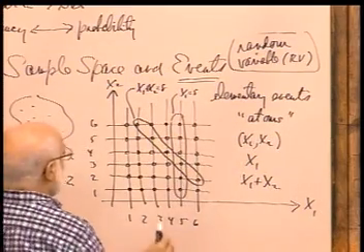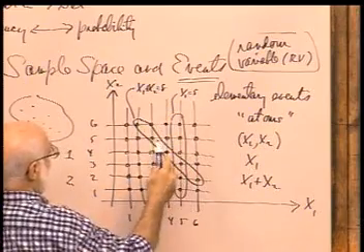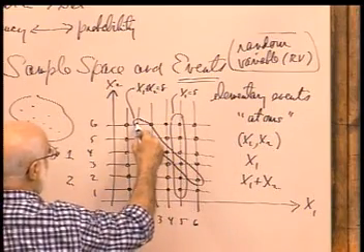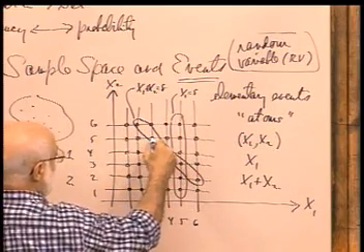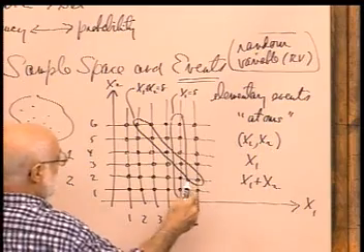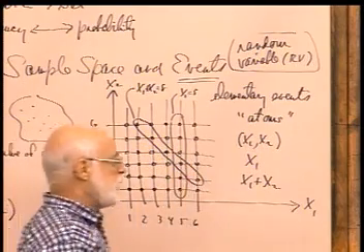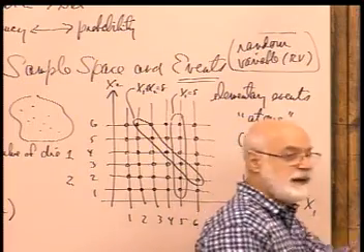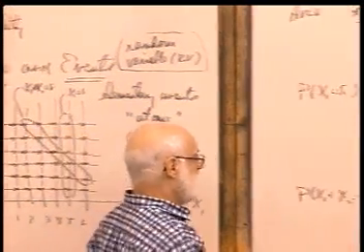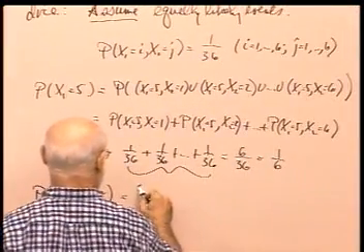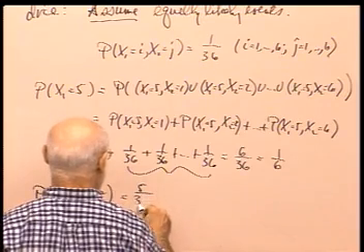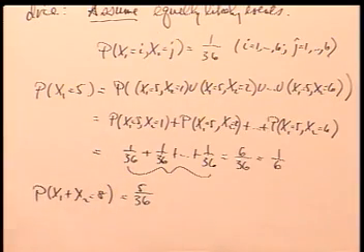So I could calculate this probability by saying, well, it's the probability of 2, 6 plus the probability of 3, 5, and so forth. Or I could simply count 1, 2, 3, 4, 5. So there are 5 points in the event x1 plus x2 is equal to 8. There are 36 points in the sample space. So the probability that the sum is equal to 8 is 5 over 36.